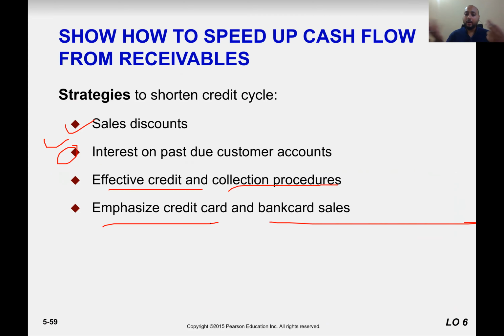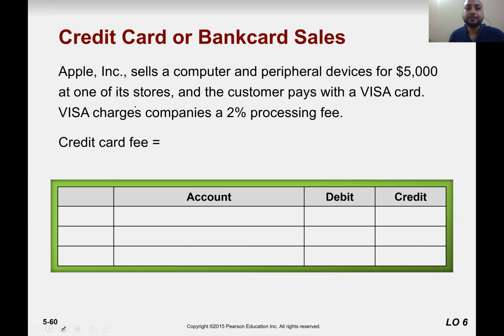Rather they hand over to you, and maybe the person in charge of depositing to the bank doesn't come for 2 or 3 days, so the money is on the desk, just wasted for 2 or 3 days, lying over there idly. So you encourage people to pay directly to the bank through credit cards or bank cards. If you are paying through credit card or bank card, what will be the entry?